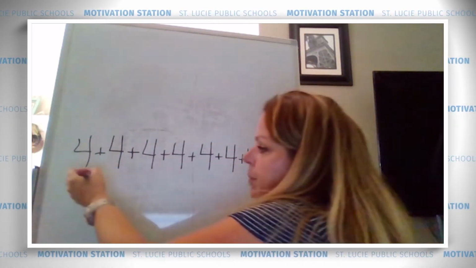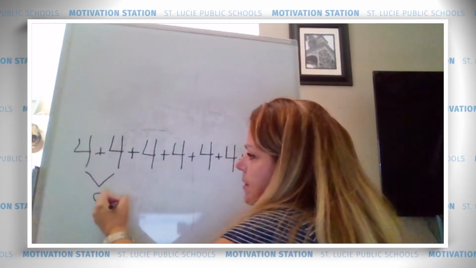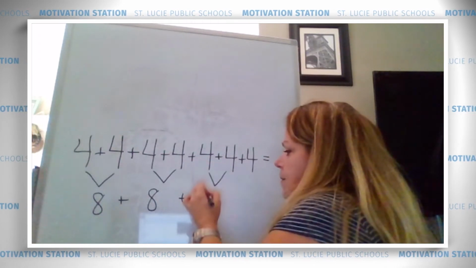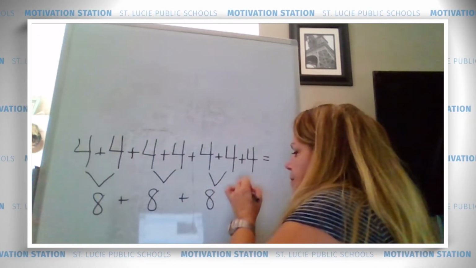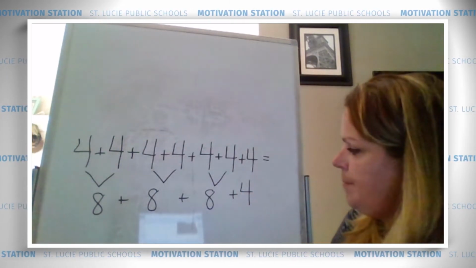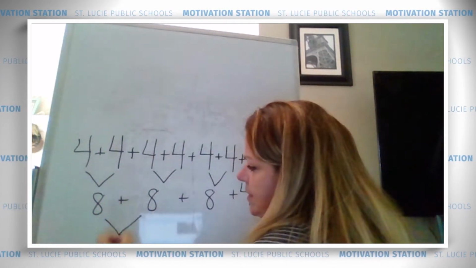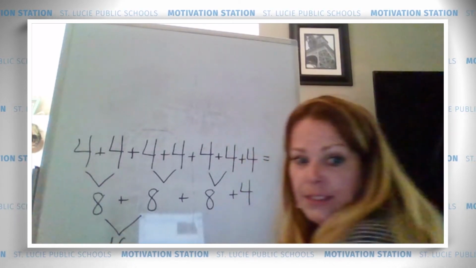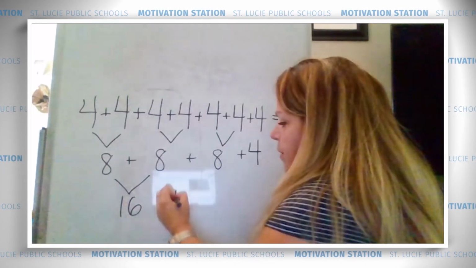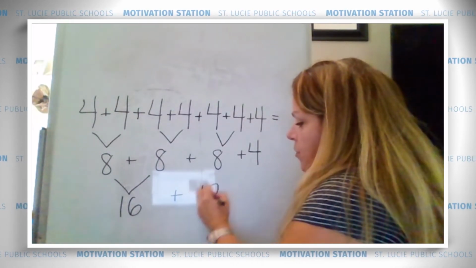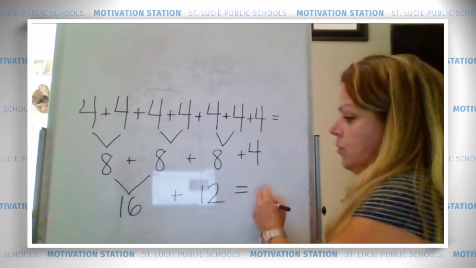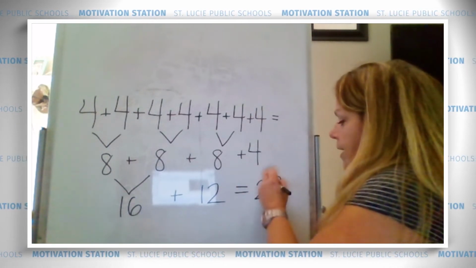All right. So now I can combine 4s. That would be an 8 plus 8 plus 8 plus 4. Okay. So now I might need to rewrite this as 8 and 8 is 16. Can you see? Let me put that down a little bit. Plus 8 and 4 is 12, which would give me a total of 28.